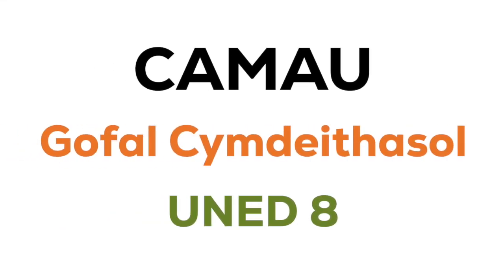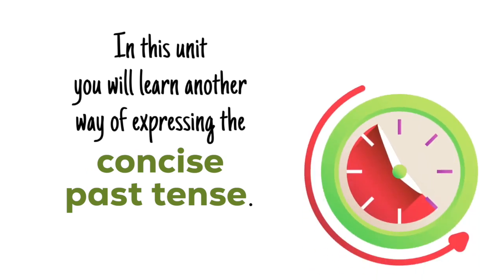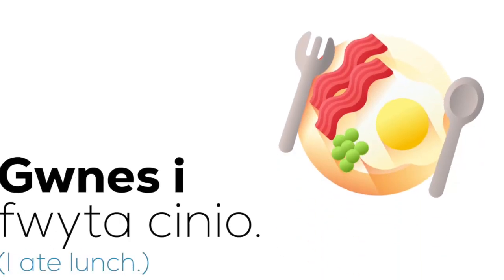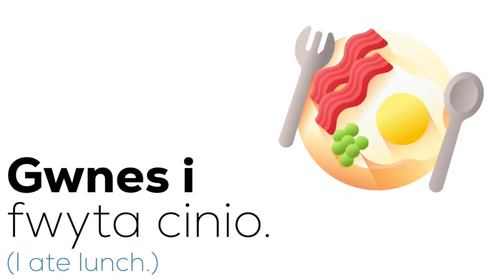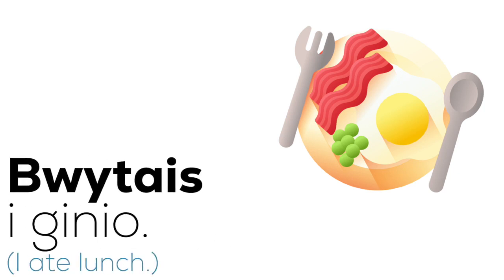Bwytais i, yfais i. In this unit, you will learn another way of expressing the concise past tense. This form is more widely used in South Wales. Dych chi'n cofio? Do you remember? Gwnes i fwyta cinio. Meaning, I ate lunch. Nawr, dysgwch: Bwytais i ginio. Also meaning, I ate lunch.